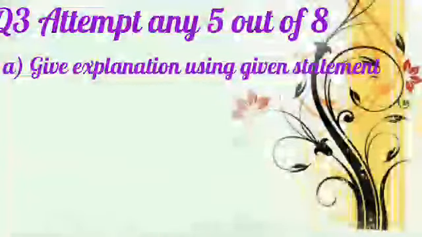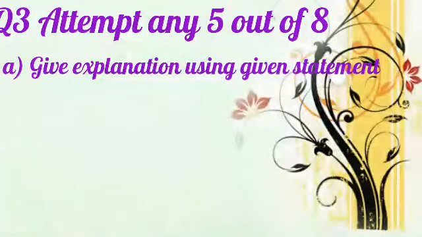Next, here question number 3. In that 8 questions will be asked, 3 marks each. Out of this you have to attempt any 5. Again 4 from chemistry and 4 from physics. Now we will see the subtypes that can be asked in question number 3. Here attempt any 5 out of 8.